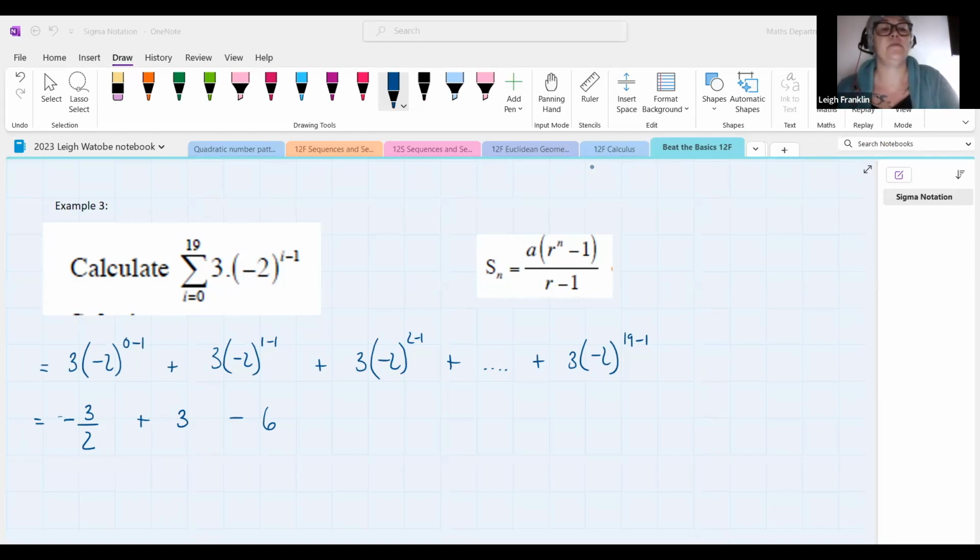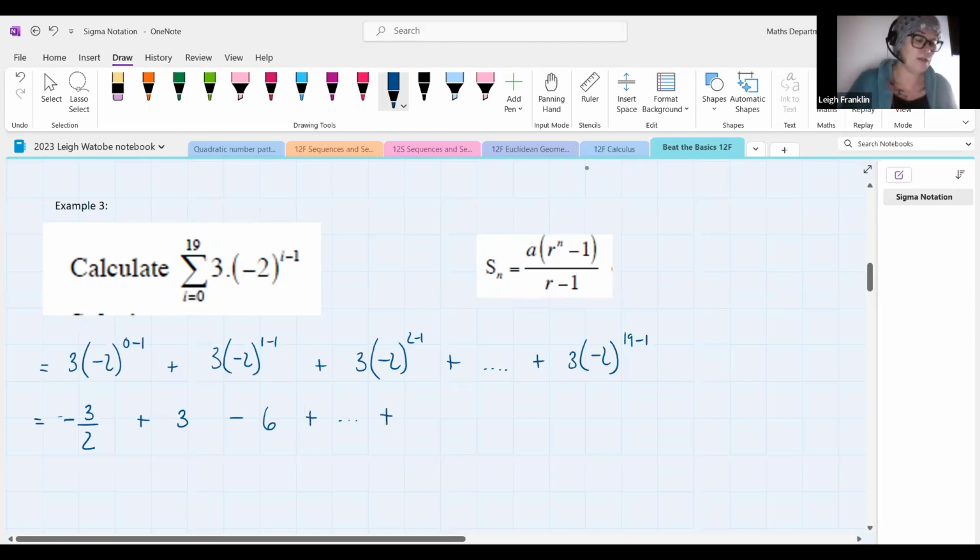Negative, positive, negative, positive, negative, positive. So it doesn't matter. It's still seen as a sum, even though some of them are negative. We're still adding the terms together. Essentially, we're just adding negatives, which means we are subtracting. If we wanted to, we could work out the value of the last term. We don't have to, but we can just go ahead and do that anyway. What do you guys get as the value of the last term?